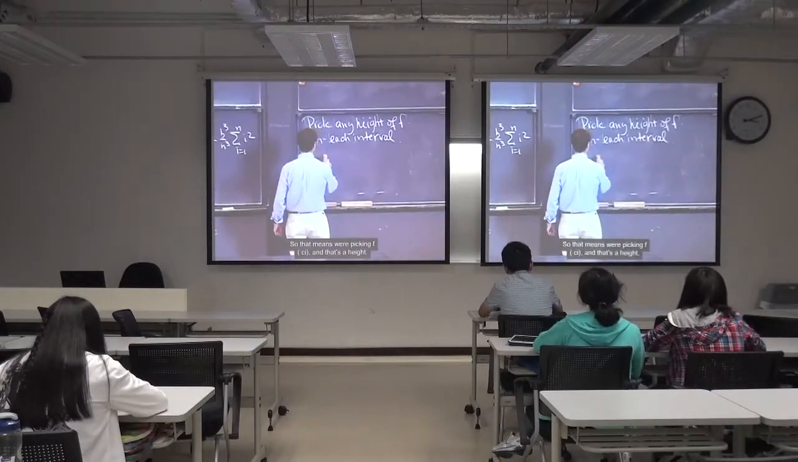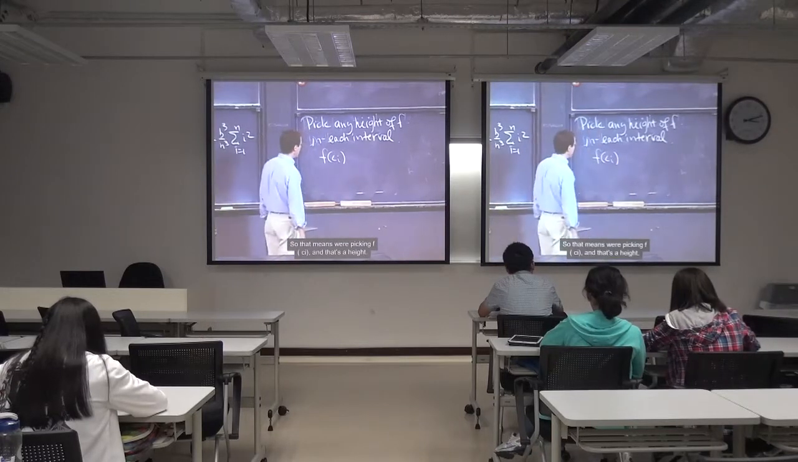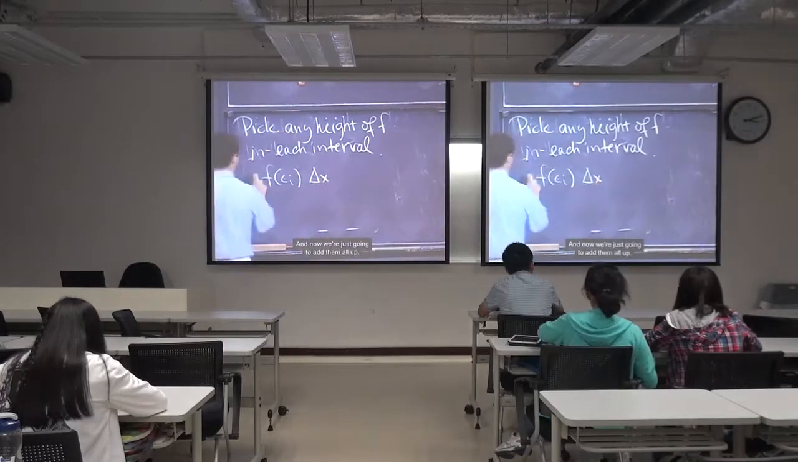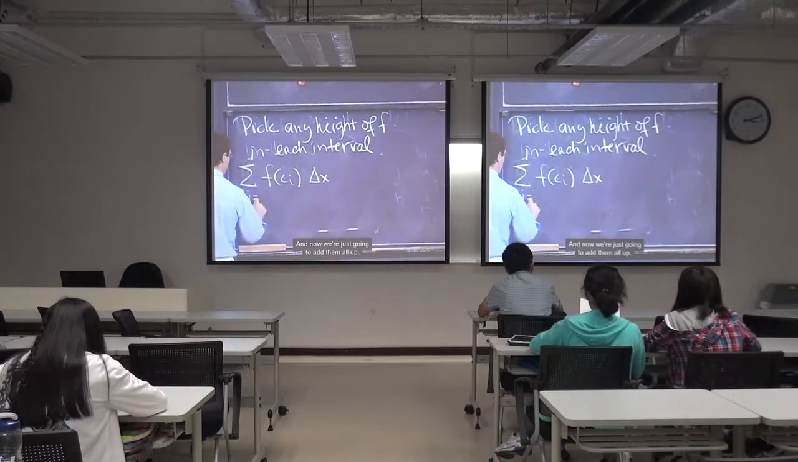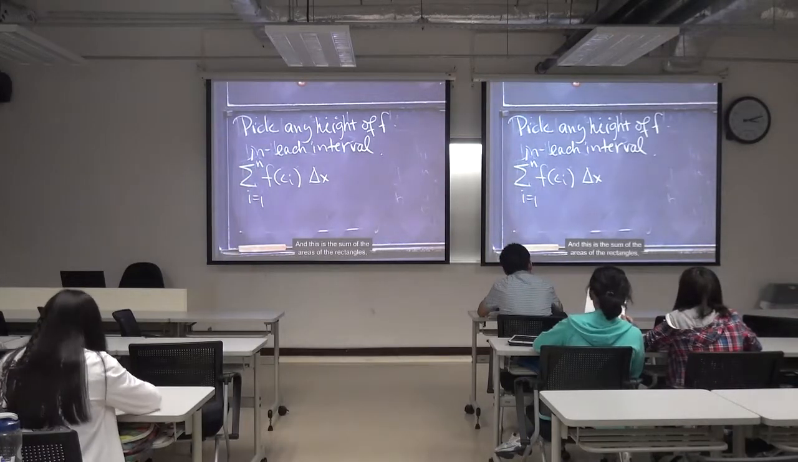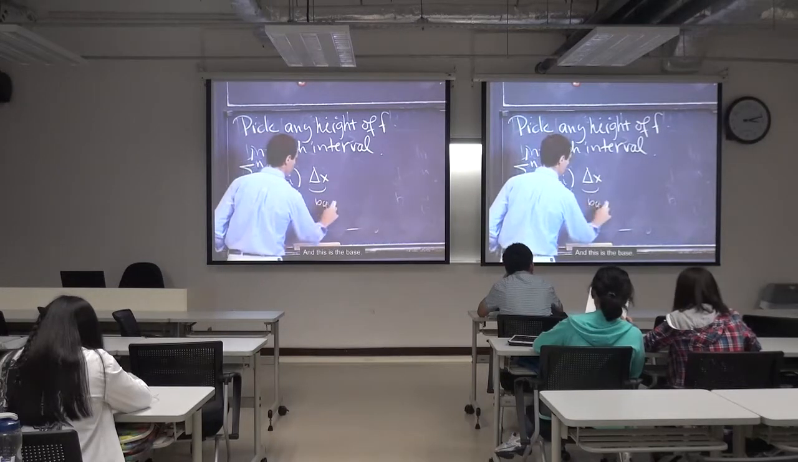So that means we're picking f of ci, and that's a height. And now we're just going to add them all up. And this is the sum of the areas of the rectangles, because this is the height and this is the base.